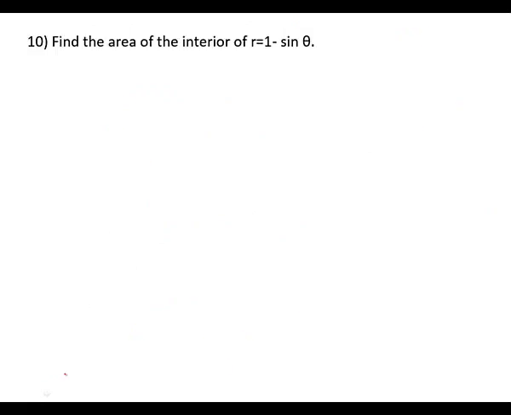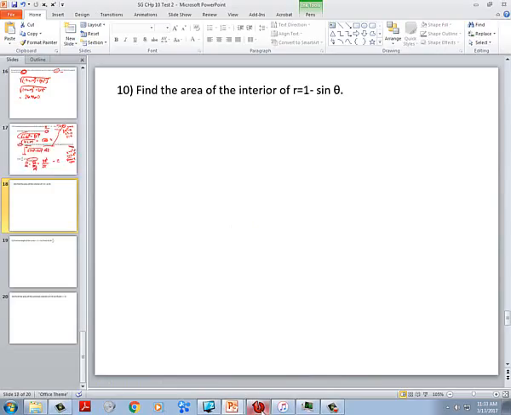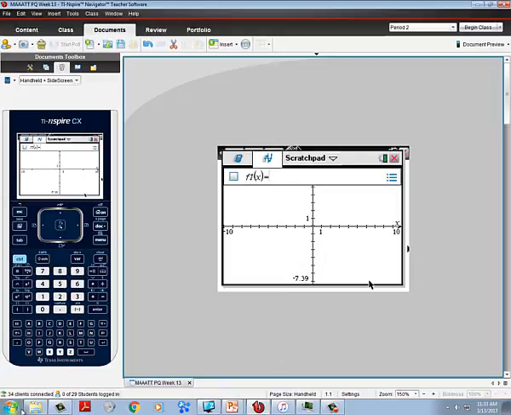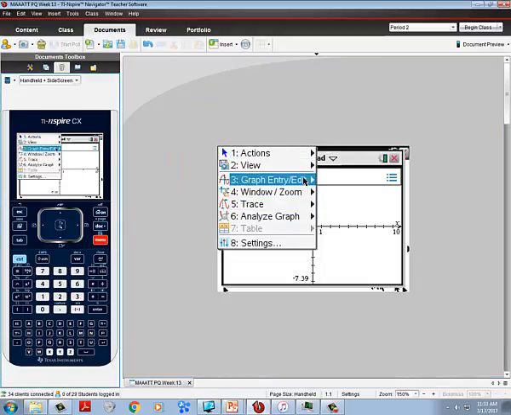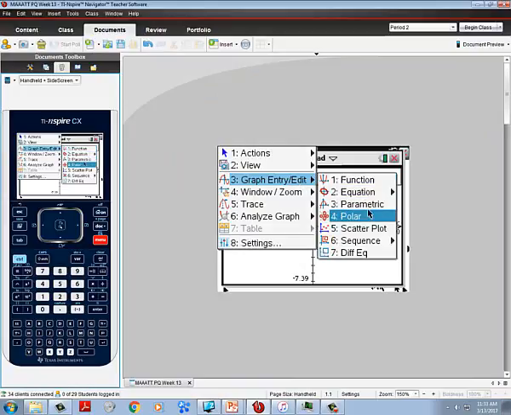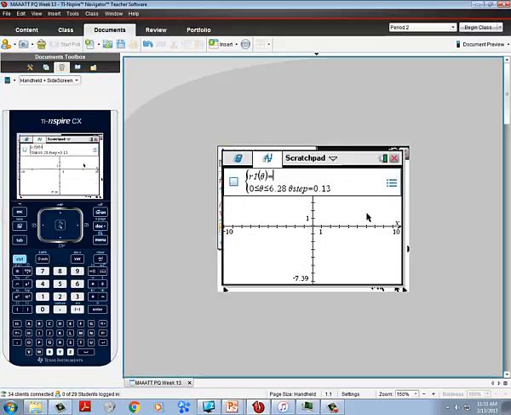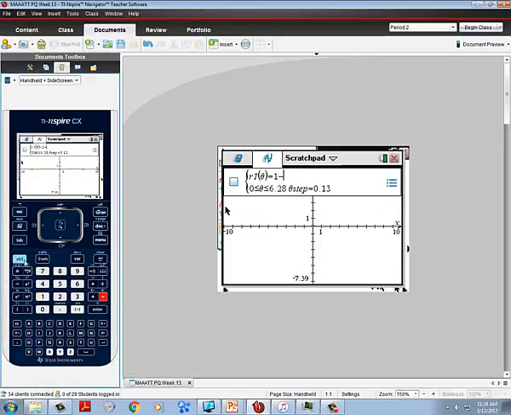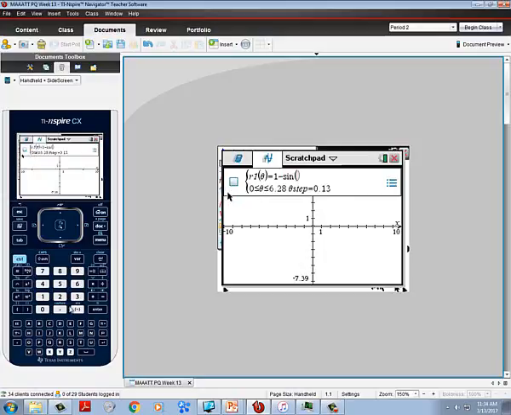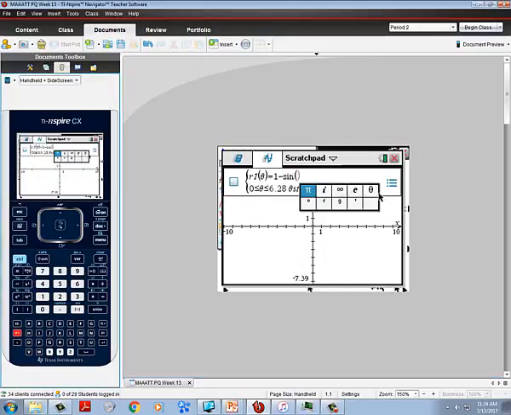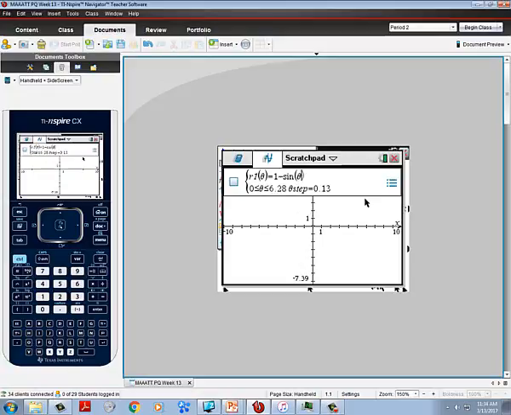Okay. Let's look at number 10. We're going to go ahead and put this in the calculator. Everybody's putting this in with me because you have to be able to do this on your own on the test. I can't enter that. I want to use my polar mode. So menu, graph, edit, entry, and I want to switch to polar. And then it's 1 minus sine of theta, and theta is hiding under the pi button there. And hit enter. Where's Waldo? I saw him.